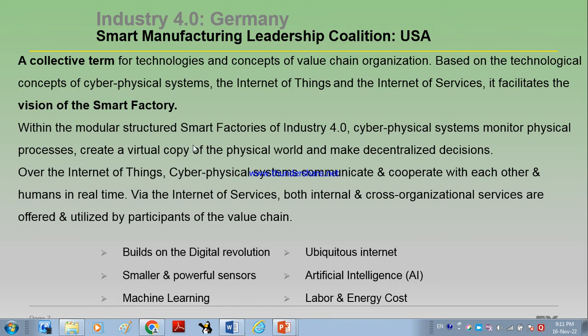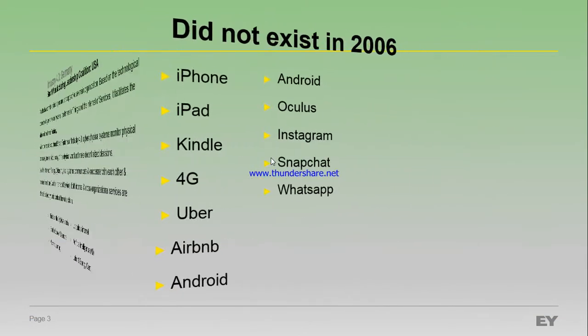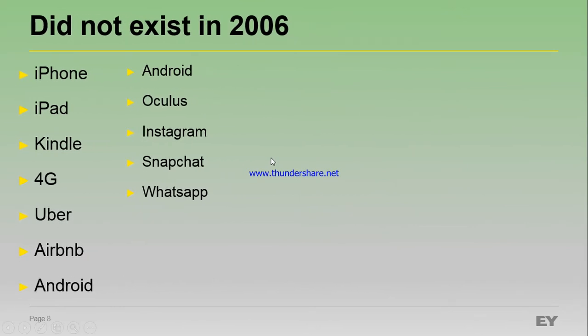Similarly, we will discuss a little idea of social media, things that we have seen in just the last decades. And you will be surprised to know that iPhone, iPad, even 4G, 5G, Android, WhatsApp, Snapchat, Instagram were not present even in 2006. Even YouTube came into existence in 2005 itself.